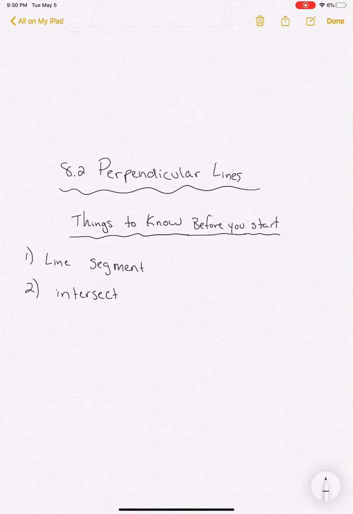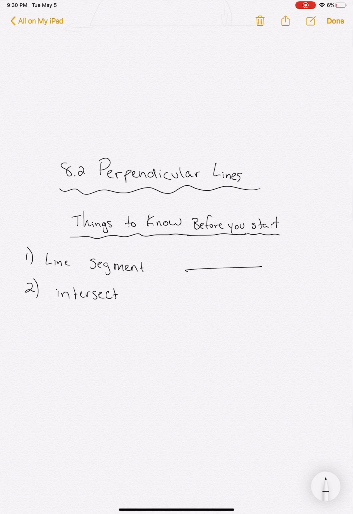Hey guys, today we're going to be learning about perpendicular lines. So this is 8.2 in your textbook. Before we jump into the lesson and explaining what this lesson's about, there's two things that you have to remember from earlier: line segments and intersects.